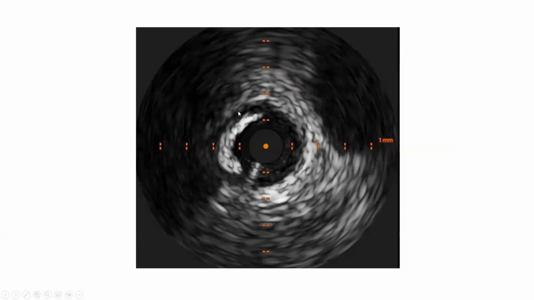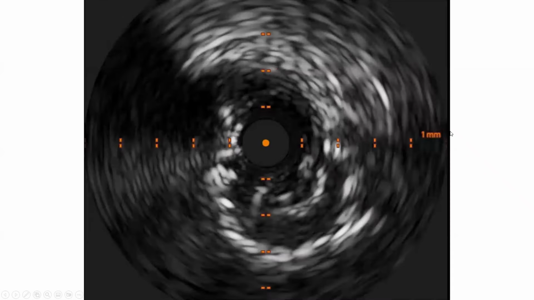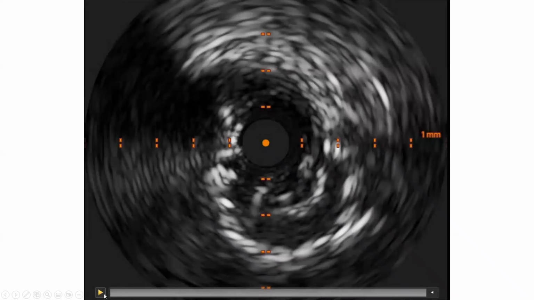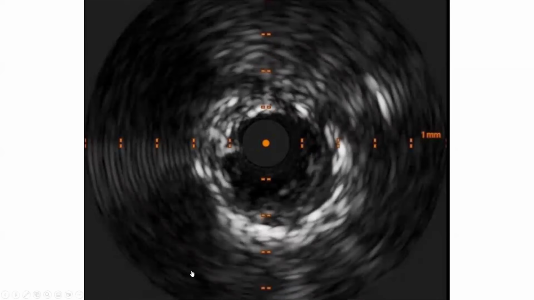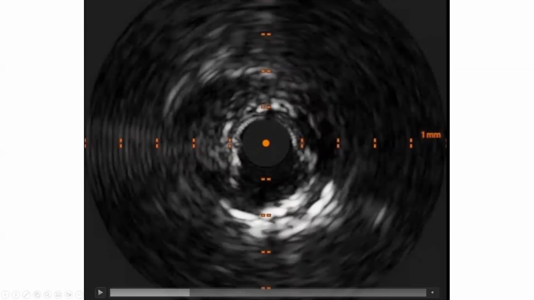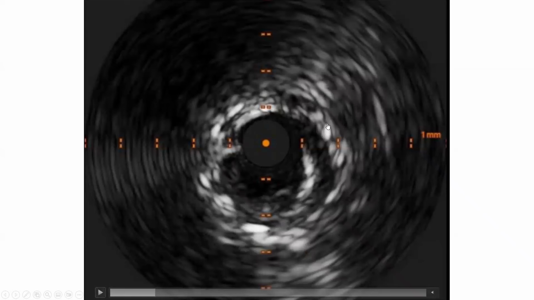And this is the ostium of the diagonal. You can see that there is calcium, nearly 180 degrees of heavy calcium in the diagonal. Now, the more difficult part is the LAD. And look at this run of the IVUS here. You can see here already that there are stent layers. Those are the stent layers here. And inside the stent, those are the 2 stent layers. You see the 2 stent layers apposed.